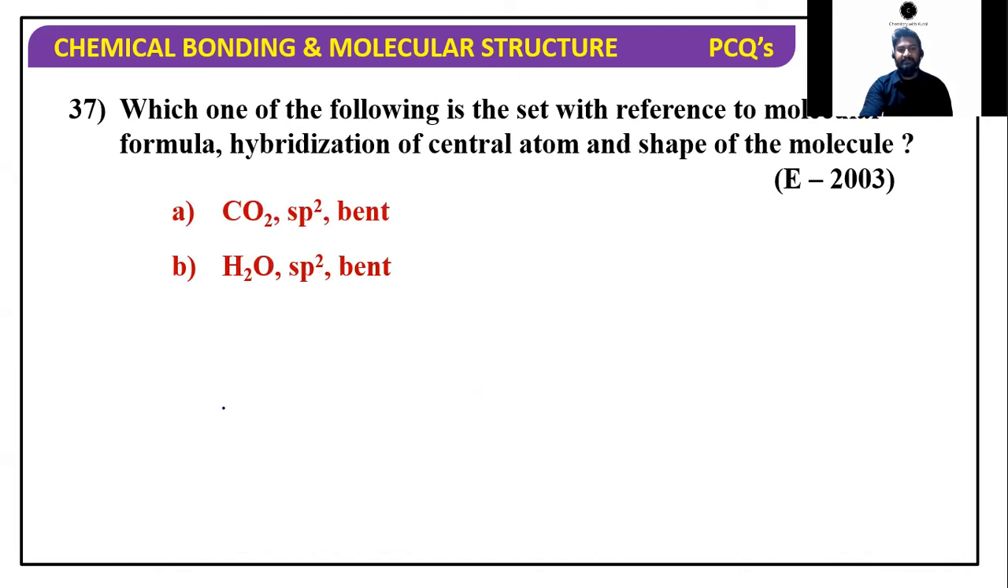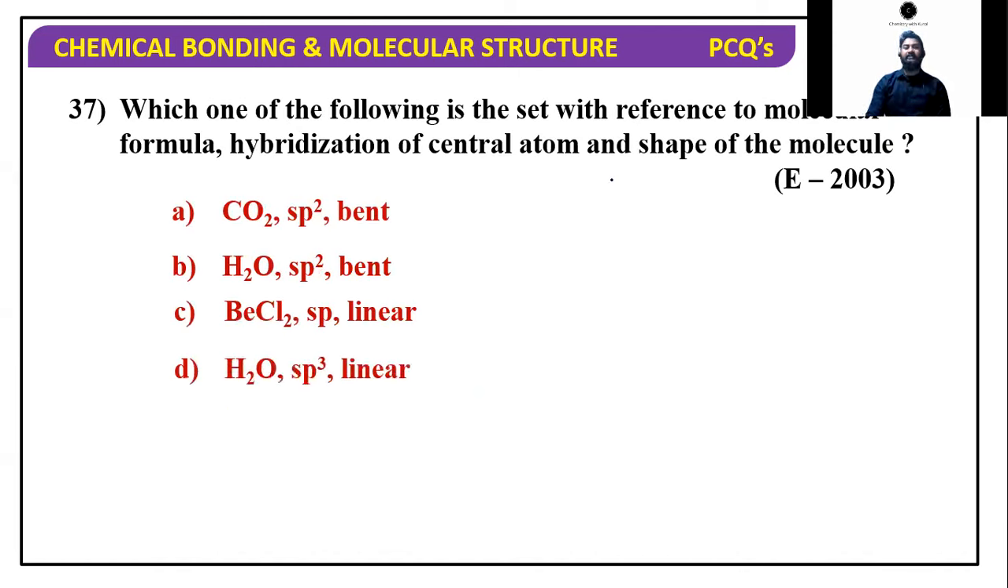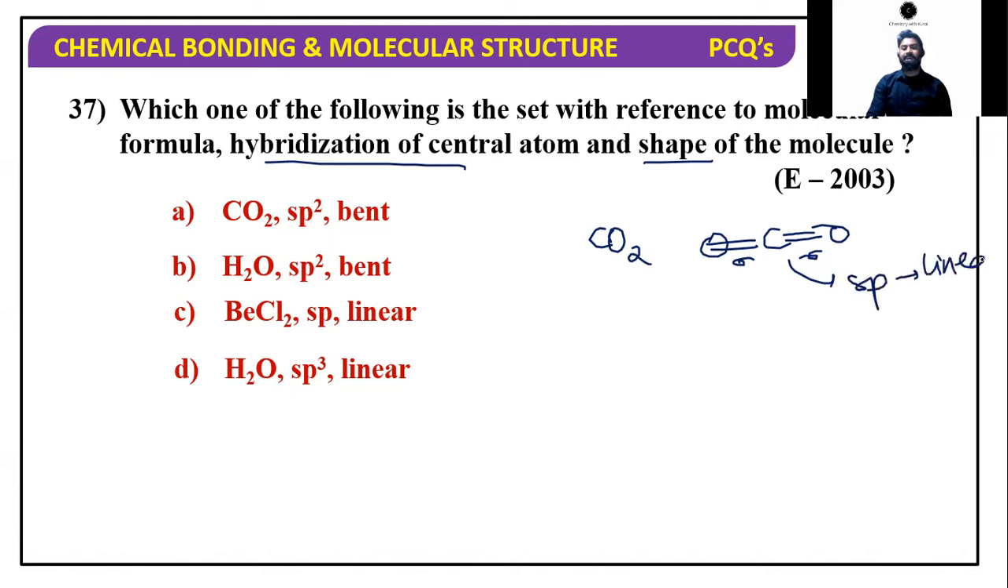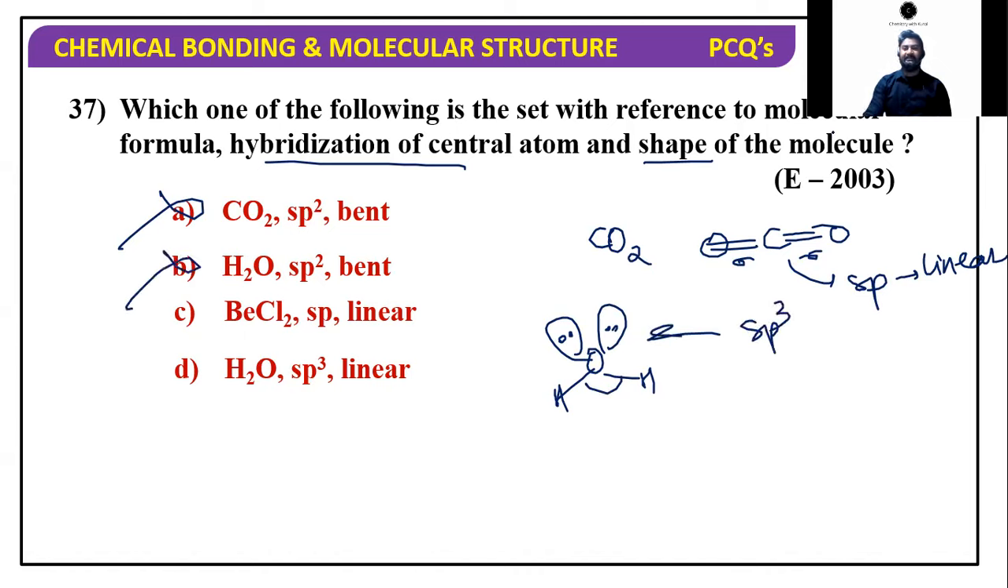Excellent, guys. Next question. Which of the following is correct with respect to its formula, hybridization, and shape? So CO2. What's its structure? See, this is the structure. How many sigma bonds does it have? 2. So hybridization will be sp, and shape will be linear. So this is not the answer. Next question. Water. Water has 2 lone pairs. See, 2 lone pairs. So because of this, the structure is bent, and hybridization will be sp3 because 2 bond pairs and 2 lone pairs, sp3. This is not the answer, right?